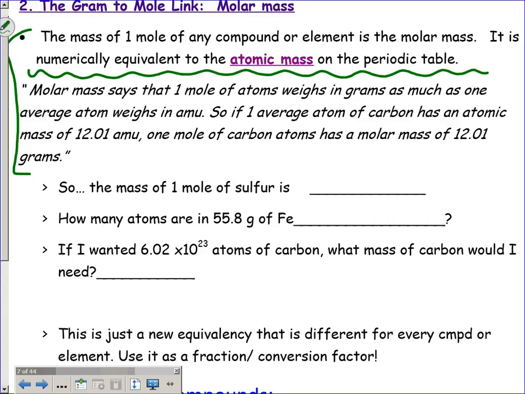So tell me the atomic mass of potassium. Is potassium on the periodic table? What is its atomic mass? 39 point. Okay, so about 39.1-ish, right? Well, that atomic mass is referring to 1 mole of potassium. So what's the mass of 1 mole of carbon?